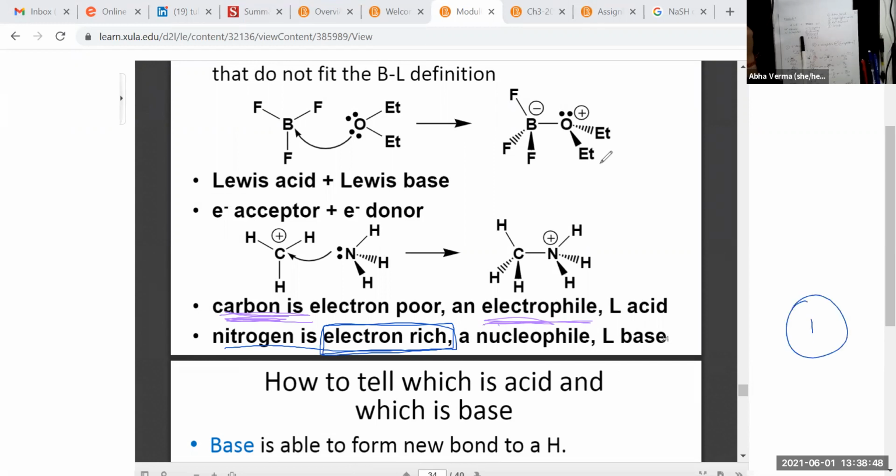What is in the nucleus? A nucleus is protons and neutrons. Overall, it is a positive charge. So the electron rich area always seeks the nucleus. And hence electron rich molecules are nucleus loving, or nucleophiles. I want all of you to know this term because we are going to use this term several times now.